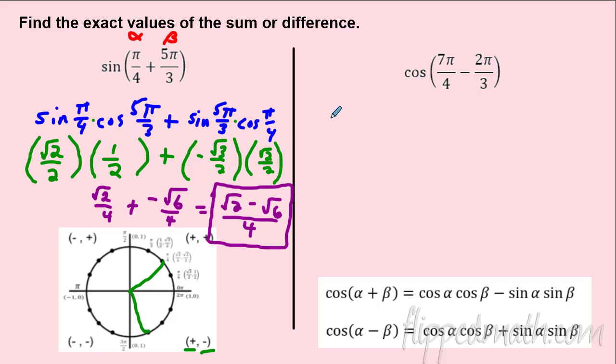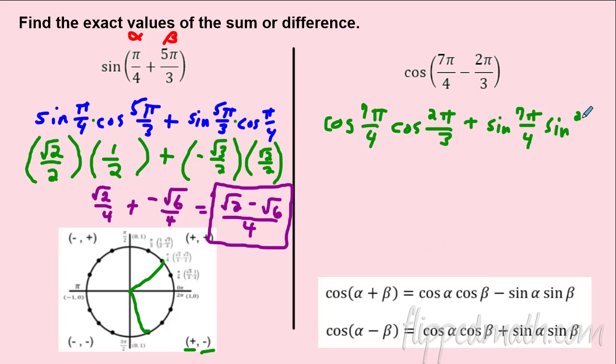So for cosine, I know it's going to be the cosine of the first angle, which is 7 pi over 4, times the cosine of the second angle, which is 2 pi over 3. Now it's the opposite sign. That says minus, so I'm going to plus. I always do the opposite. It's going to be the sine of that first angle times the sine of the second angle. Awesome. I do like to take the time to write that out. I just think we make fewer mistakes if we write it all out here.